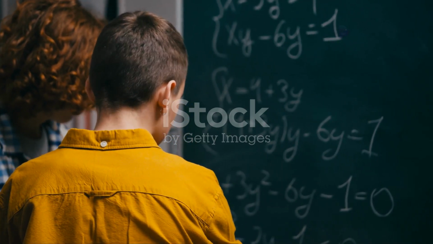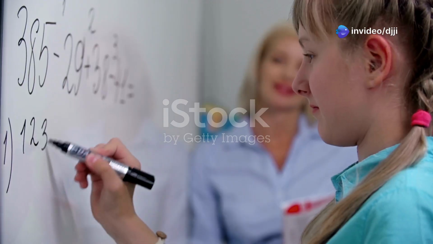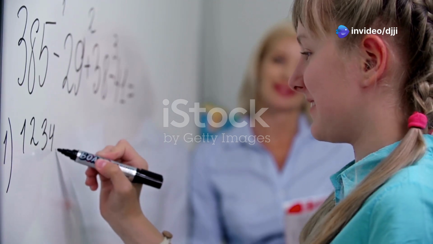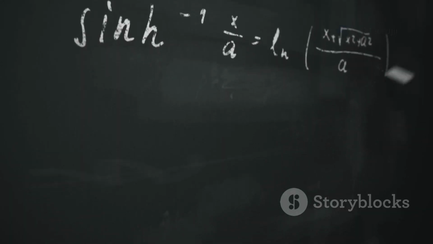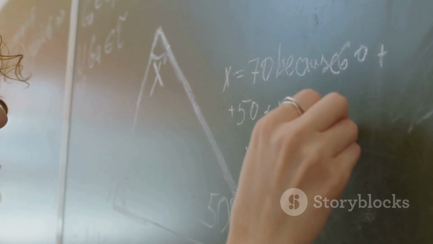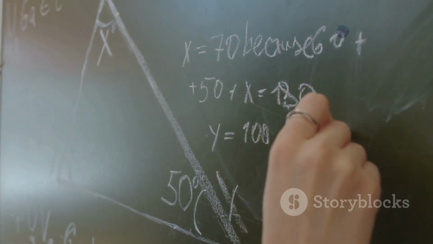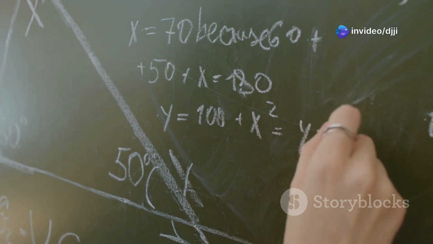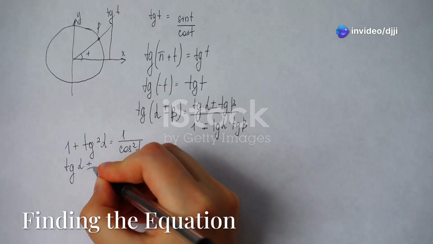Chapter 1. Find the equation of a line. To find the equation of a line given 2 points, you first determine the slope, and then use the slope-intercept form, y equals mx plus b, or the point-slope form, y minus y1 equals m times x minus x1, to write the equation.